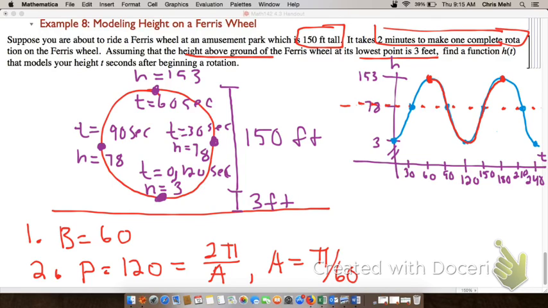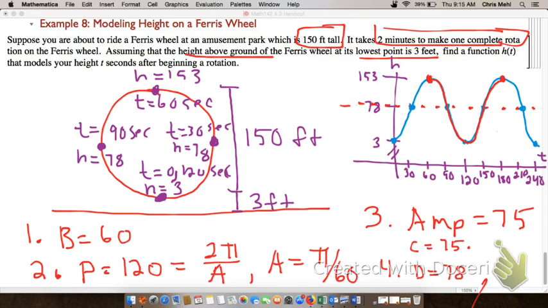Number three, the amplitude is the radius. The amplitude equals 75, so that tells me that C has to also be 75. And then lastly, number four, since the midline is 78, that gives me my vertical shift. So capital D is 78.